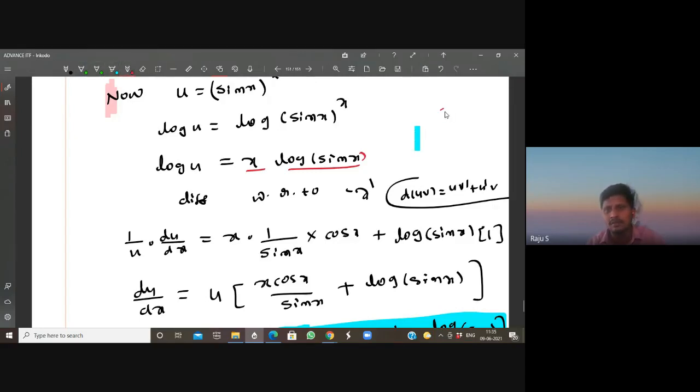They get the answer is sin square x. What is the sin square x derivative? 2 sin x cos x. We can keep it like this, or else we can write sin 2x. Both ways are correct. You can keep 2 sin x cos x, that is right. Otherwise, the 2 sin x cos x formula is sin 2x. That is also right. Okay.